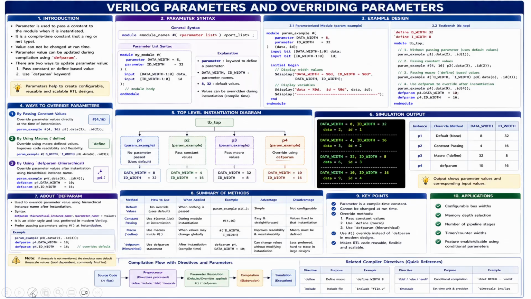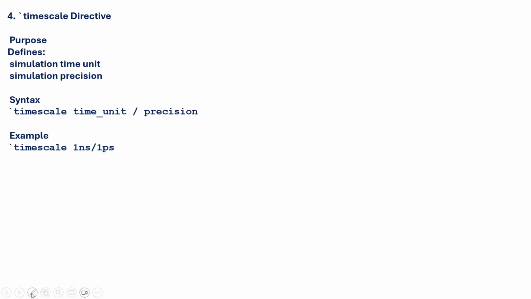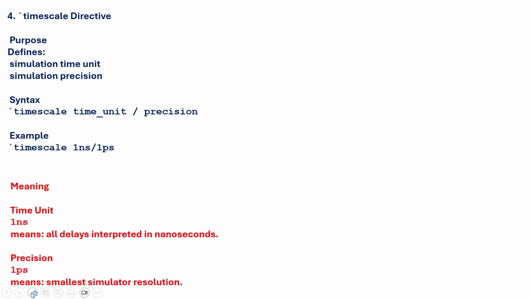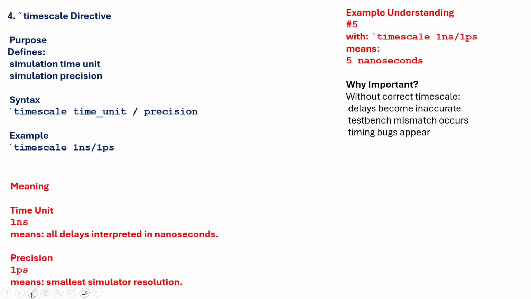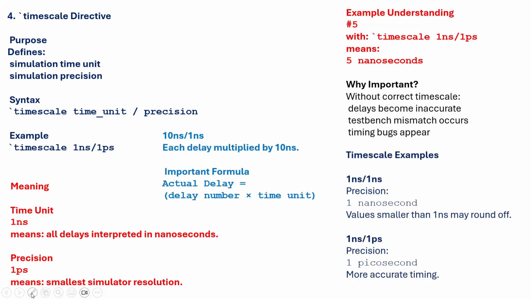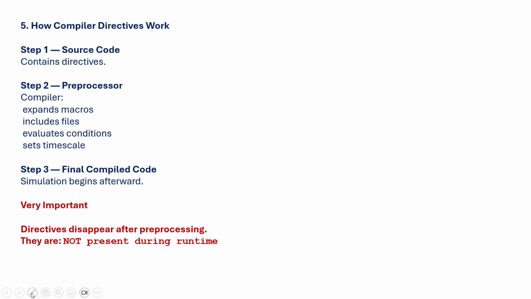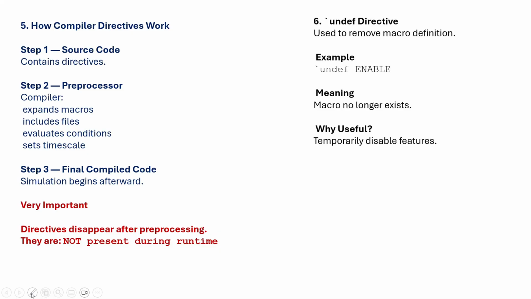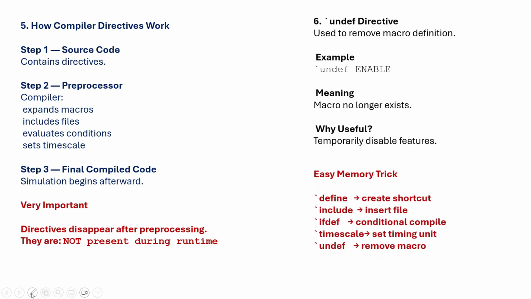So last class we discussed compiler directives, and how the `timescale is utilized, the time unit and time precision. Related to timescale, we also discussed `include and `define, all these things. These are the compiler directives. `undef means it will remove whatever defined macro is there.